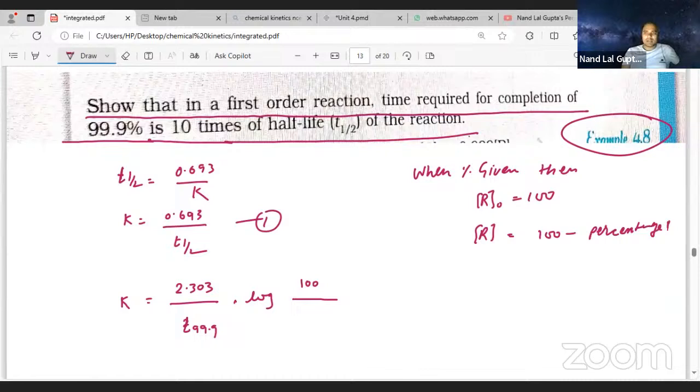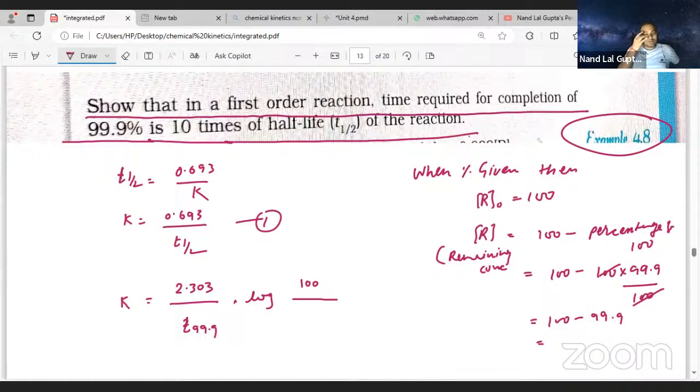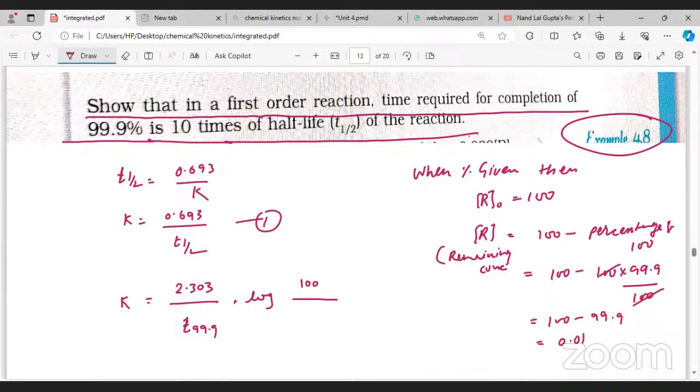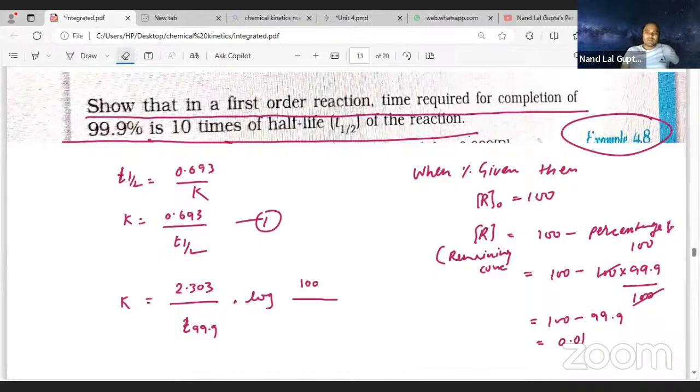This is the final concentration, that means the remaining concentration. So the remaining concentration will be 100 minus 100 of 99.9 upon 100. This 100 and 100 cancel out. So 100 minus 99.9, how much will come, Sanoy? Can you tell me? 0.1 only. So here we are writing 0.1. This is what it means when a percentage is given.